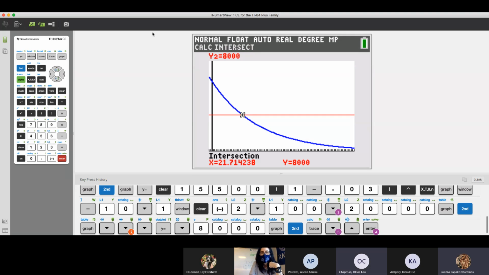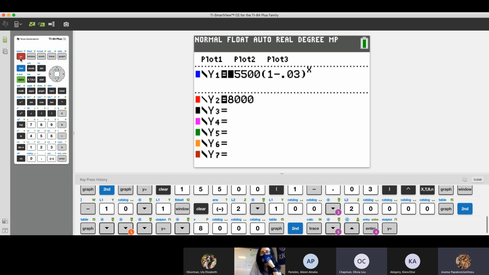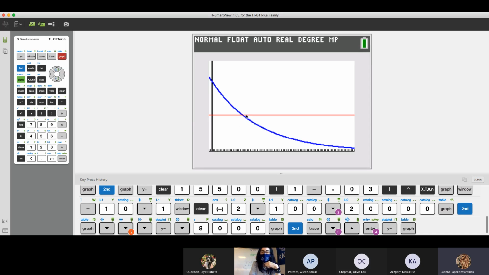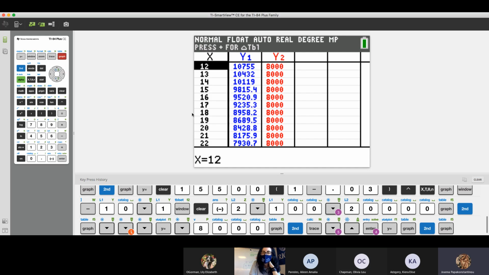Can you go back to your y equals? Mm-hmm. So wait, you just put in 8,000? Yes, because if I put that, then that allows me to find the point of intersection using the graph without having to go to the table. There's two different ways we could have done it. We could have gone to the table and looked for when the output is less than 8,000. Or I could have calculated it.